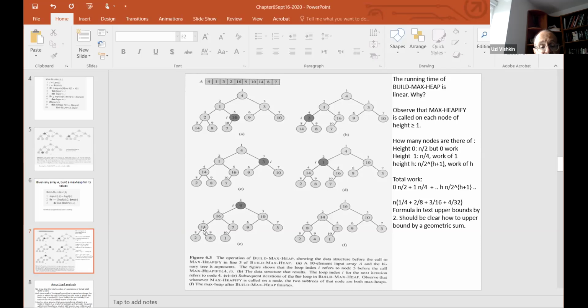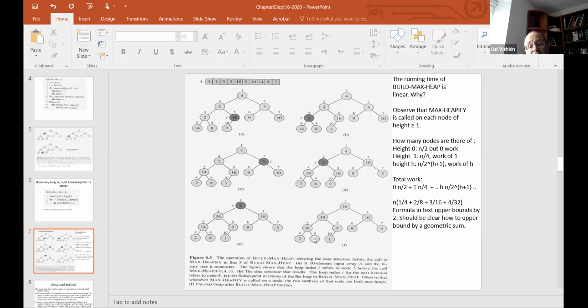14 and 7 compete. Both are unhappy with the 4 here. 14 wins. 14 moves here. And now we have 8 and 2. 8 wins and 4 moves here. So we have now 8, 14, 16, and 4 here, which is the final situation. Okay, so this is really the way in which we build a fully legitimate max heap using max heapify.